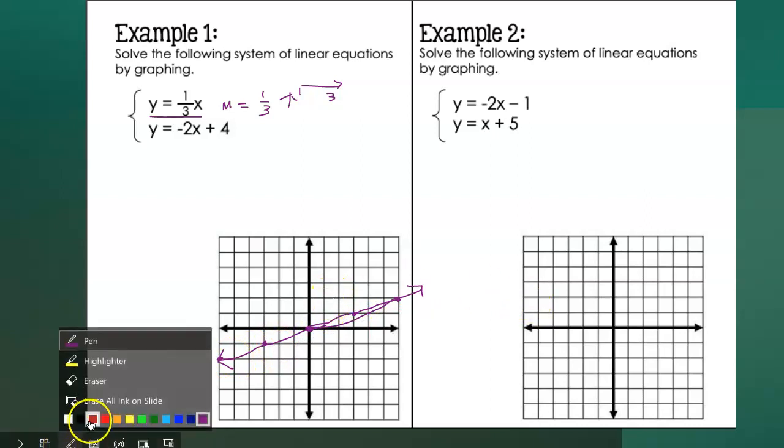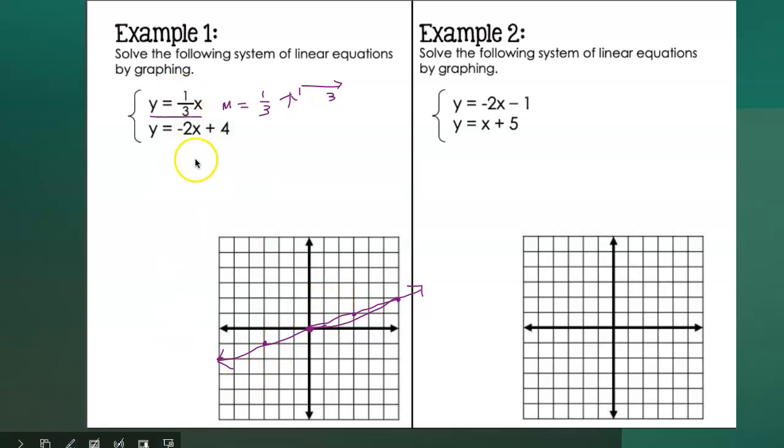I'm going to switch colors for my second line just to differentiate. So my second line, my y-intercept, my b in y equals mx plus b is 4. So 1, 2, 3, 4, my starting point. And then my slope is -2, which means -2 over 1. So I'm going to rise 2, because I always rise first. But since it's negative, I'm going to run to the left. And since it's a whole number, I put it over 1. So I'm going to rise 2, run 1, put a point, and then I'm out of space.